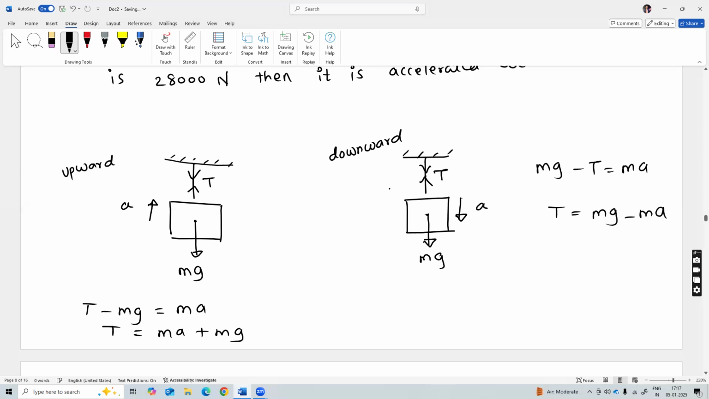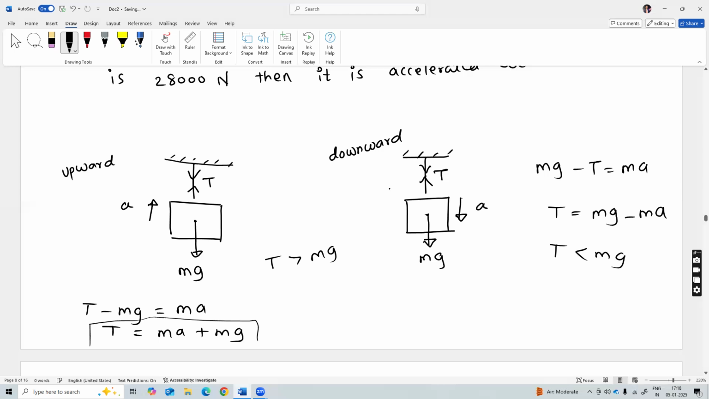Okay. So you can see from both the cases, when the lift is going upward, tension is ma plus mg. So the tension in the string will be greater than mg when the lift is going upward, whereas when the lift is going downward it will be lesser than mg.